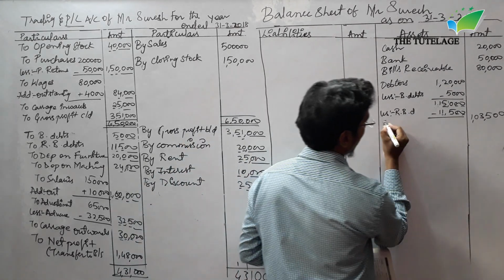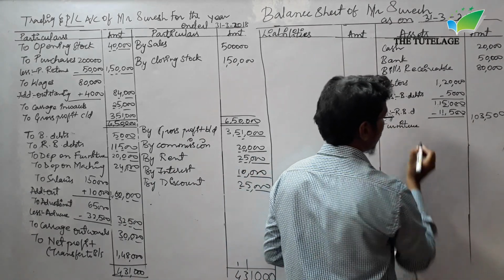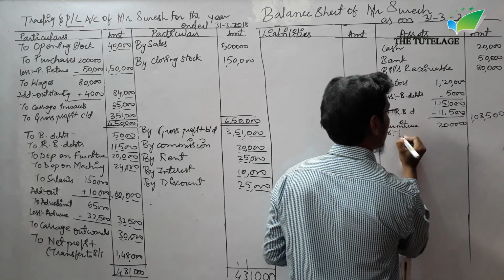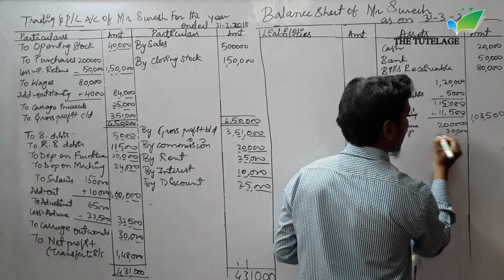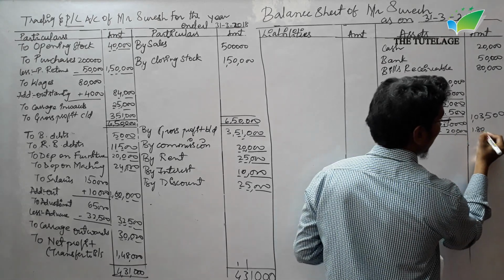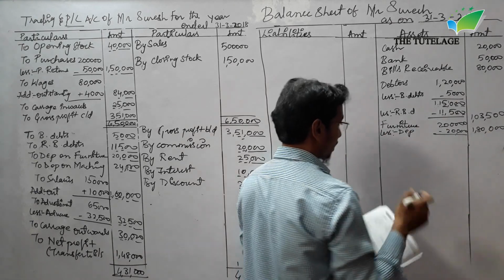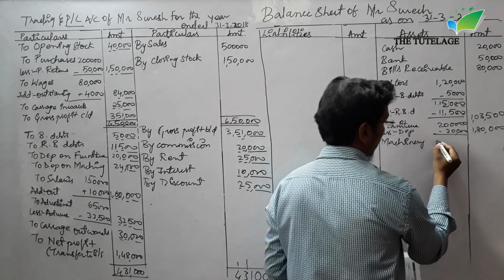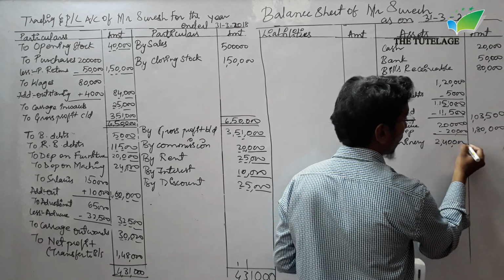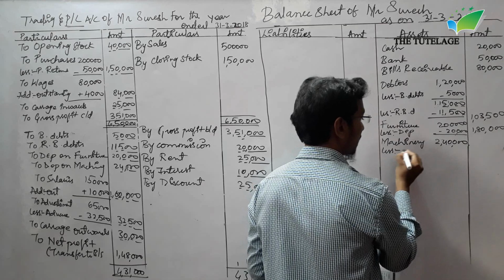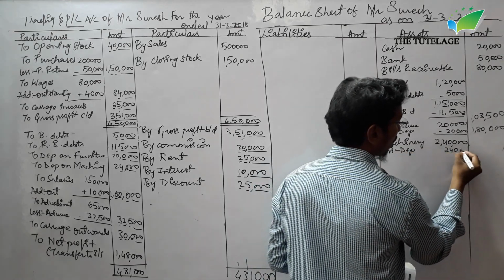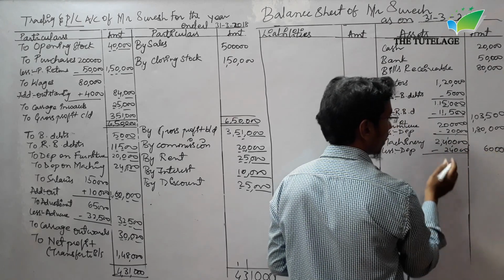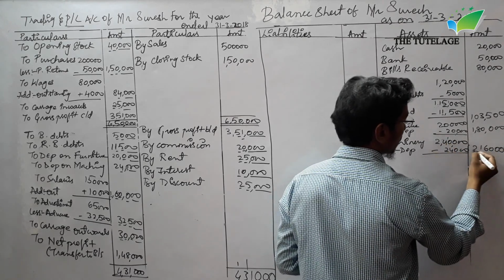Next one is furniture. There is an adjustment related to it. 2 lakhs less depreciation. Depreciation of 2 lakhs at 10% is 20,000, leaving 1,80,000. Next one is machinery. There is an adjustment related to it, so we should write its amount before the amount column. 2,40,000 less depreciation 24,000. 0 0, the third digit also 0. 10 minus 4 is 6. Okay, 3 minus 2 is 1, and 2 as it is.